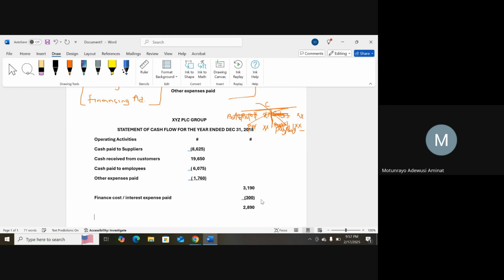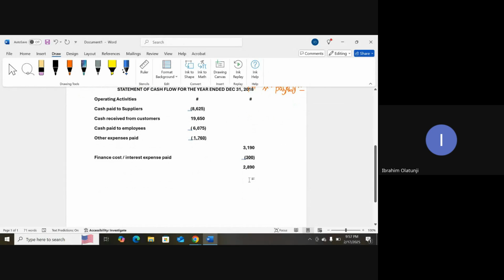2890. So after getting your interest expense paid and you have your 2890, then the final touch under these operating activities is now to check your tax, the tax that you paid, which is your income tax paid.